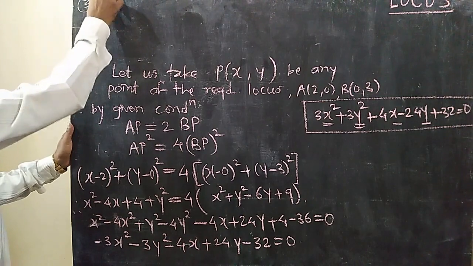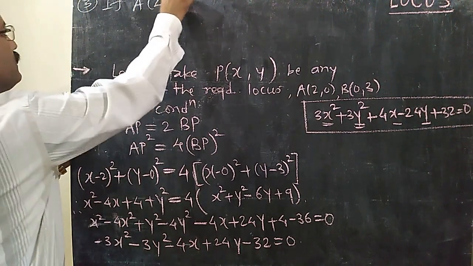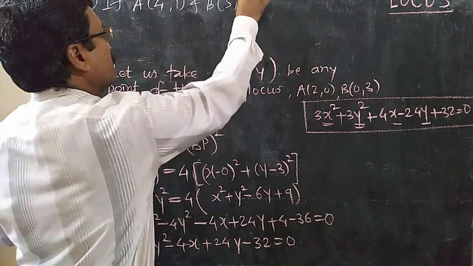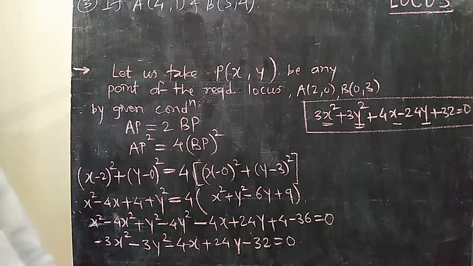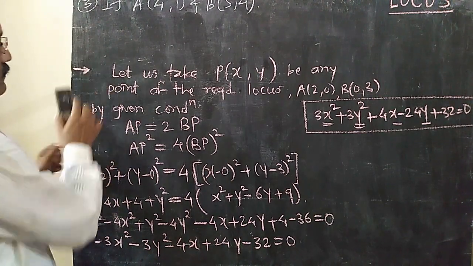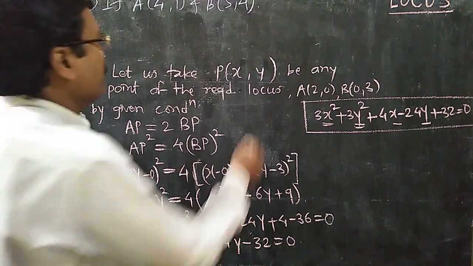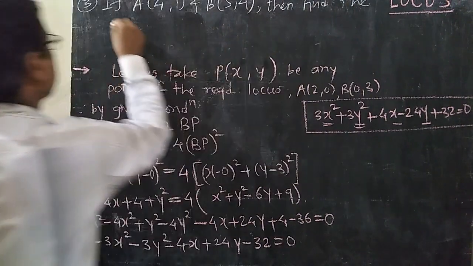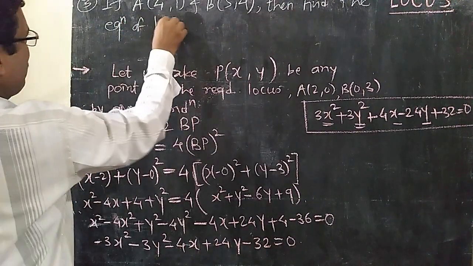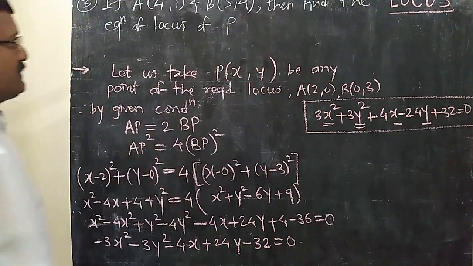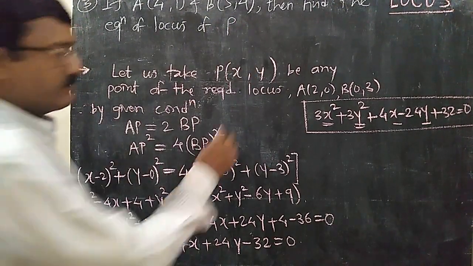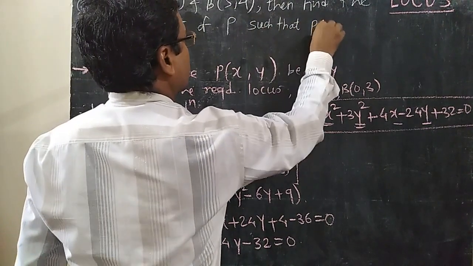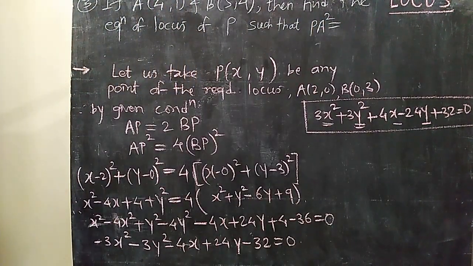Example number 3. If A is (4, 1) and B is (5, 4), these two points are given, A and B. Then find the equation of the locus of P, that is, points P such that PA square is equal to 3PB square.